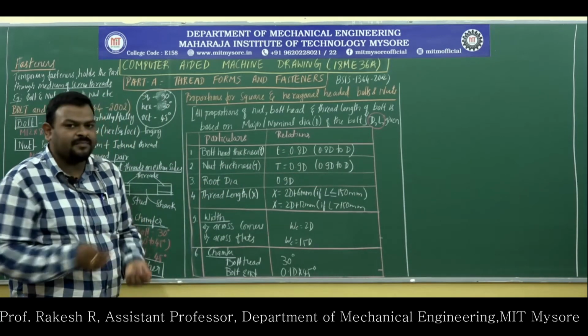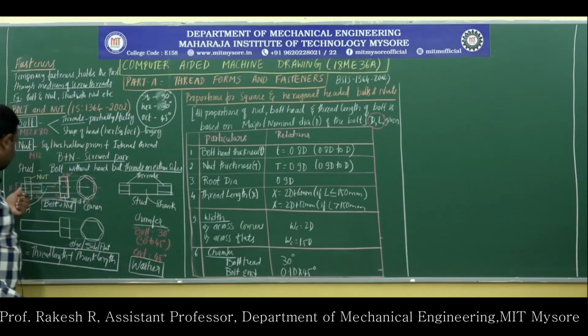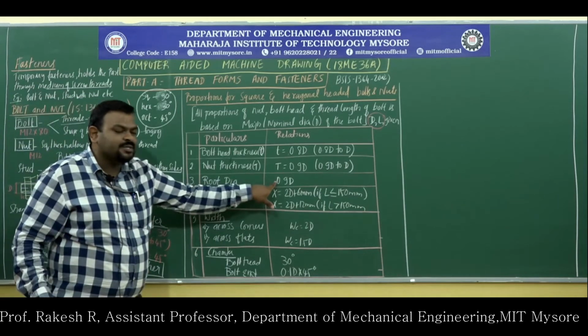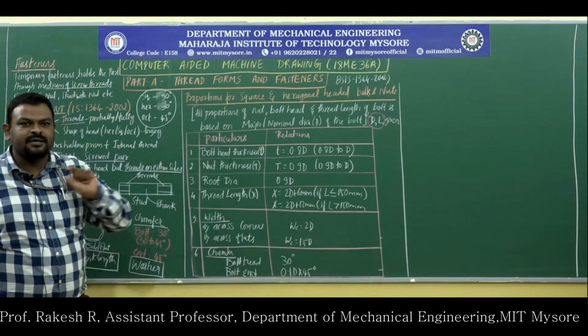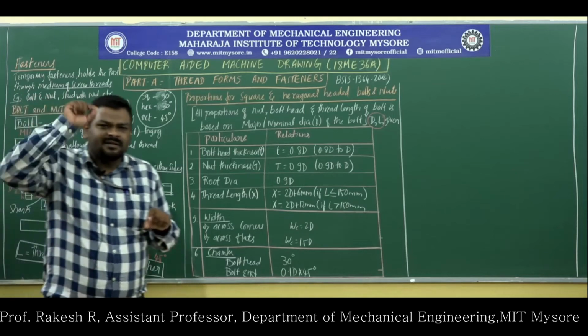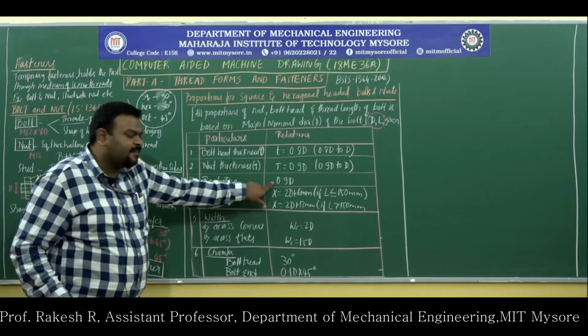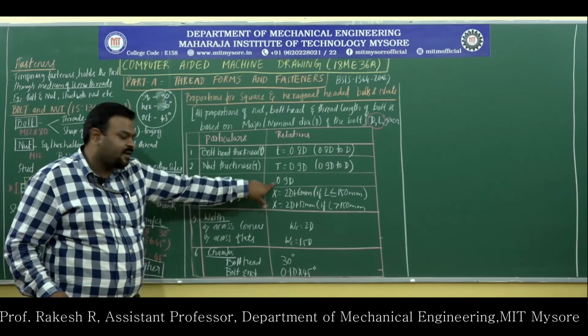Then root diameter. What is this root diameter? At the end, there is a root. For this, we will give some chamfer in order to have a proper fitting. That diameter should be 0.9 D. It is the root diameter, the same thing as the root we have seen in the previous class. The diameter corresponding to that is the root diameter.